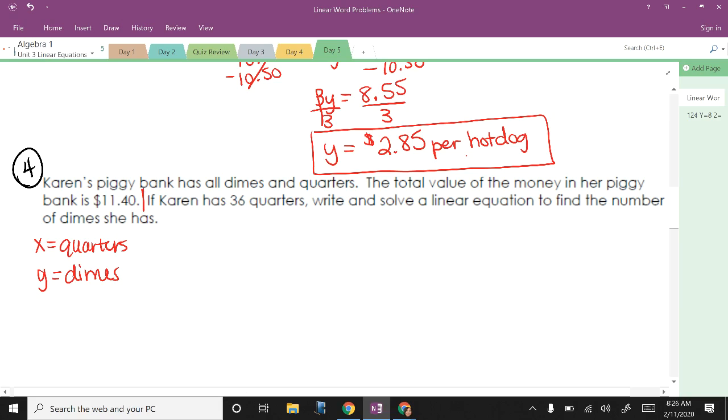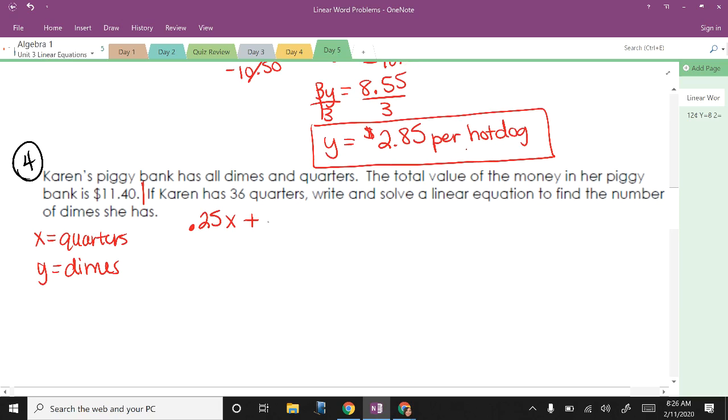We're going to stop right here and write this equation. Now, quarters and dimes have their own value, right? What's the value of a quarter? 0.25, right? 25 cents. So if she has X quarters, we'd multiply that by 0.25 each. Plus, what's the value of a dime? 10 cents. So that's 0.10 times Y, equals how much total money does she have in there? $11.40. So here's our equation in standard form.